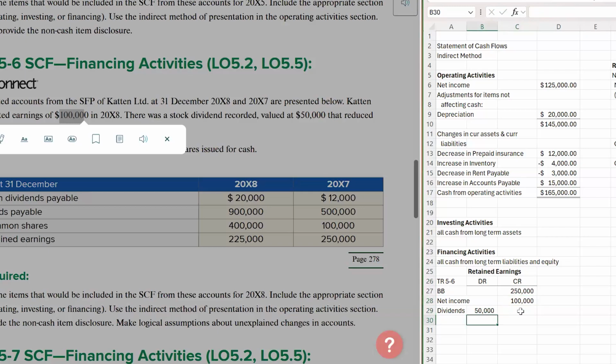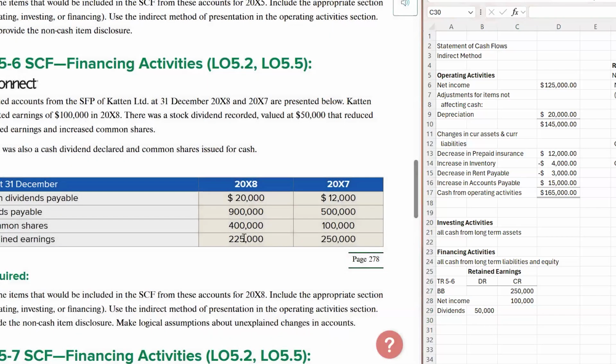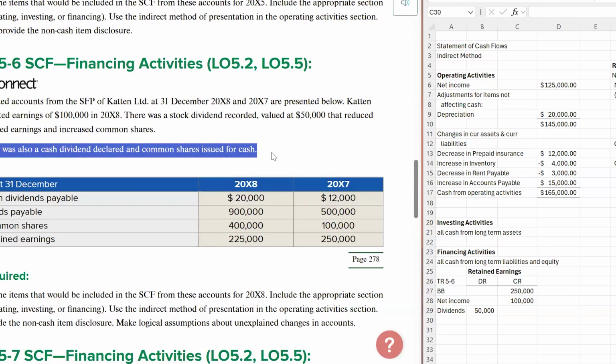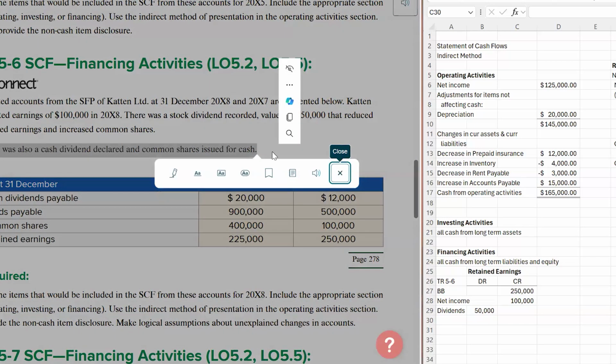Okay, so hopefully everyone's following this so far. Now, if we look at this, our retained earnings should be 250 plus 100, 350 minus this, it should be 300,000. Well, it's not, it's 225. So what does that mean? Well, it also means that, and it tells you this, there was also a cash dividend declared and common shares issued for cash. So this one isn't an assigned problem. That's why I'm doing it as a demo, because you have another financing activity one here you can practice. But basically, because you need your closing balance, we know we need it to be 225. That is our answer at the end of the day.